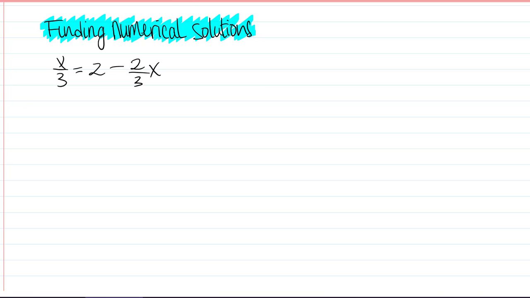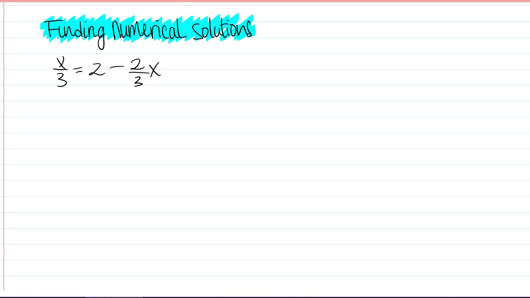All right, so next we're going to talk about finding numerical solutions. I've got a new equation for us. The left-hand side is x over 3, and the right-hand side is 2 minus 2/3 x. So the same idea holds for numerical solutions as it does for graphical. And again, this works for any equation. You can look at it like this always.